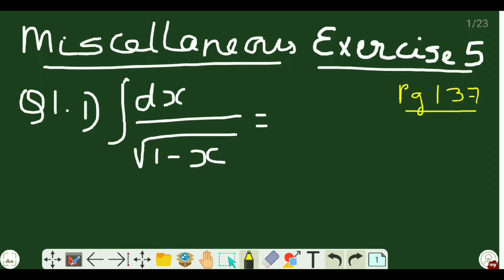So, beginning with the exercise. The first question has been taken from question 1 of page number 137, which is choose the correct alternative, that is an MCQ. The first MCQ from miscellaneous exercise 5. The question is: the value of the integral dx upon root of 1 minus x is dash.